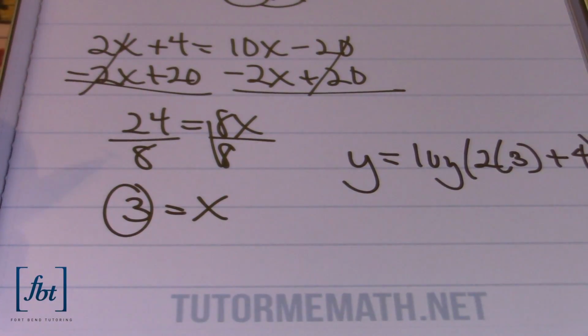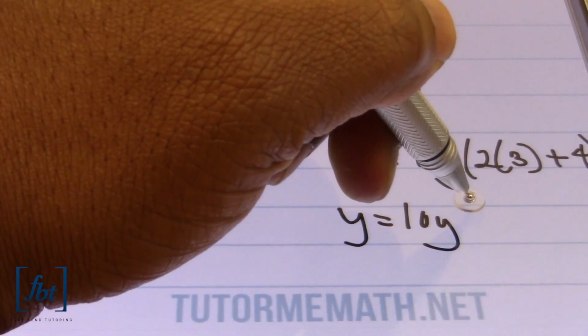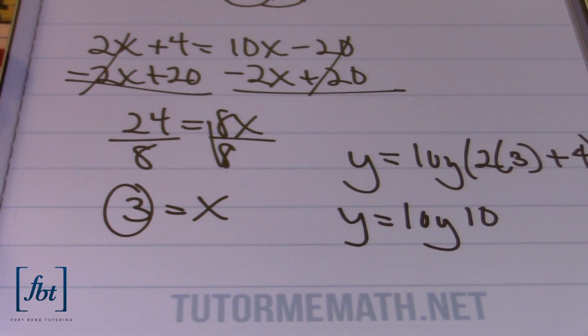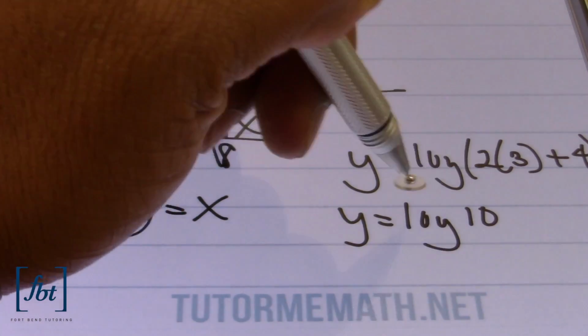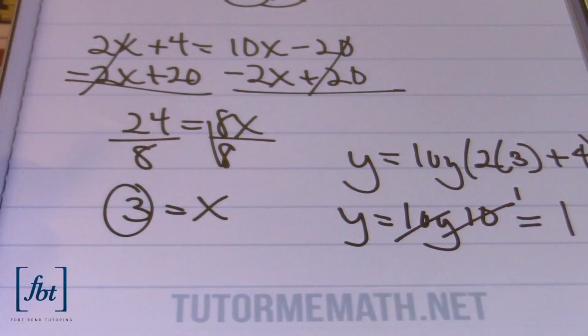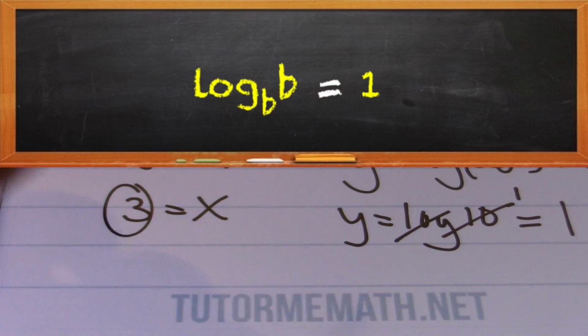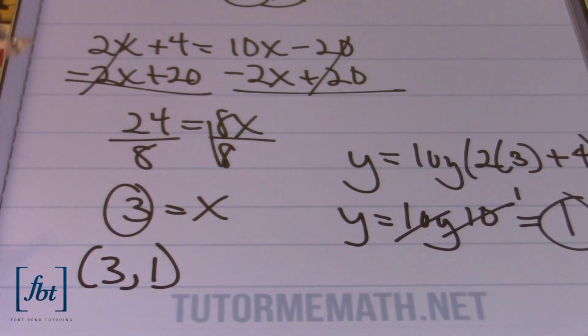Okay? So what does that do for us? That gives us y equals the log of 10. All right, because that 2 times 3 is 6, 6 plus 4 is 10. And now, ladies and gentlemen, what will happen is this will simplify to give us 1. Why? Because the exponent on that base of 10 is 1, and since those bases are identical, they'll cancel out to leave you your exponent, which is 1. That means that our answer for problem number 9 is 3, 1.